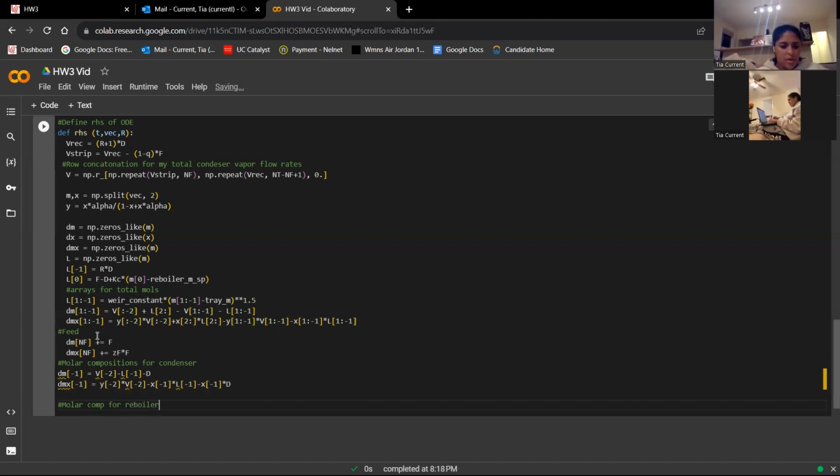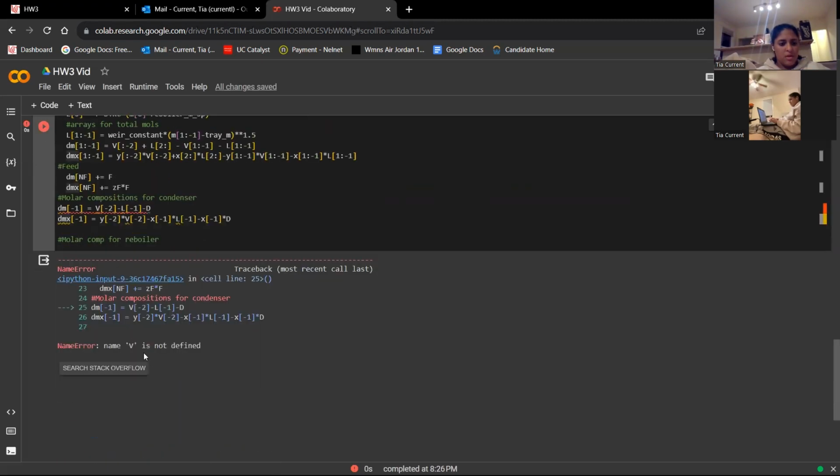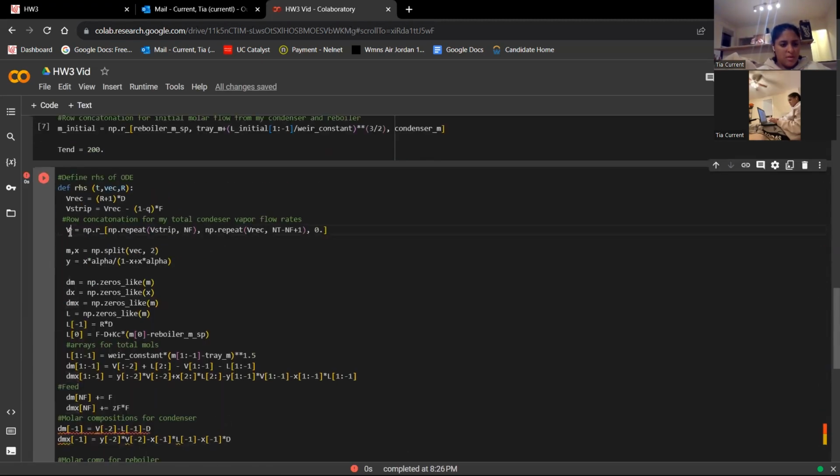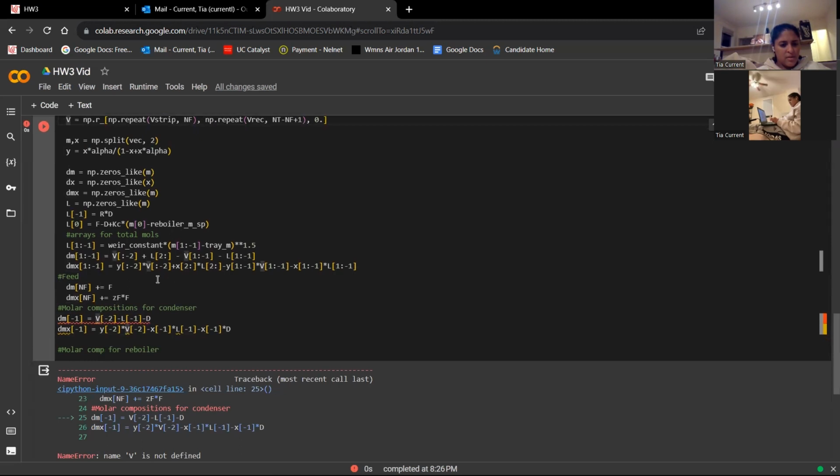Okay, so reboiler. But let's see, why is my stuff in yellow? I have an error. V is not defined. V is up here, actually. That's interesting. Did I do it wrong? Will that fix it? If I do this, I don't think that's supposed to fix it. No, that doesn't fix it. Okay, gonna figure it out.